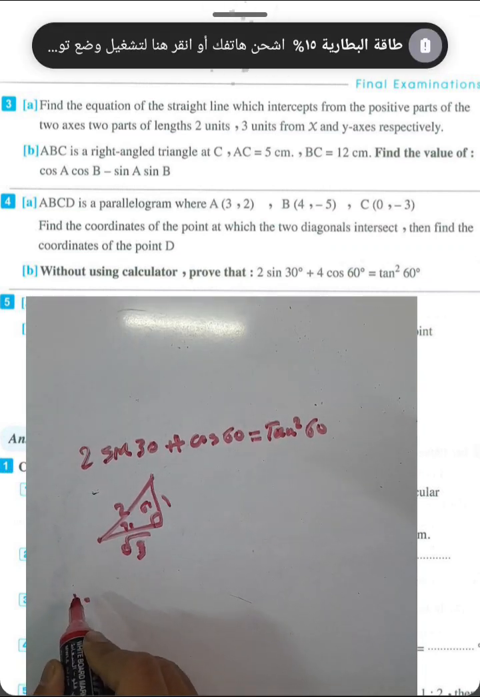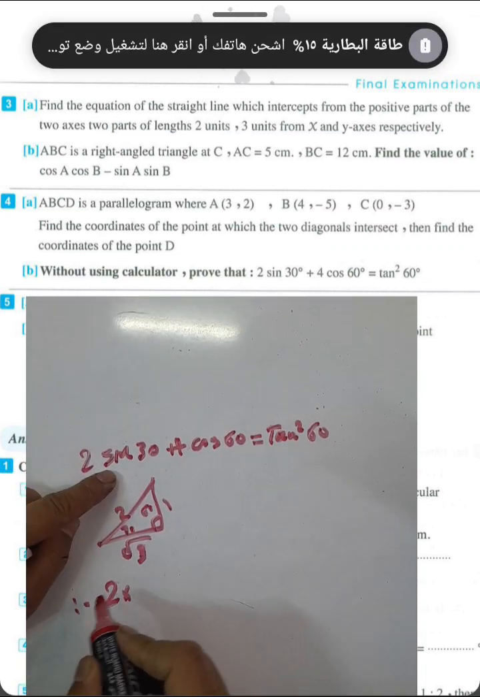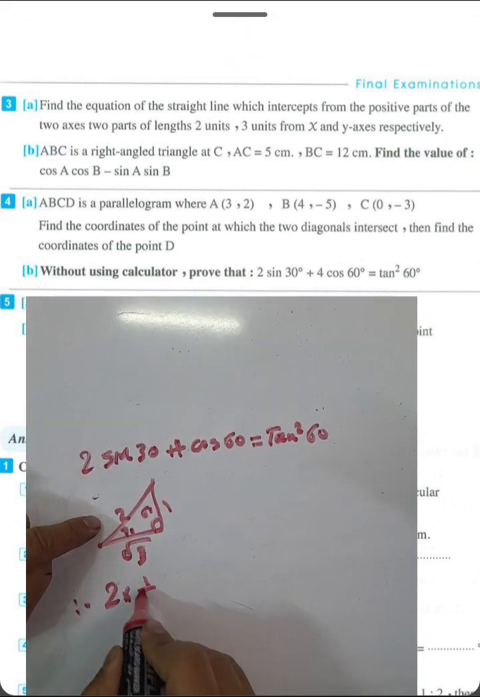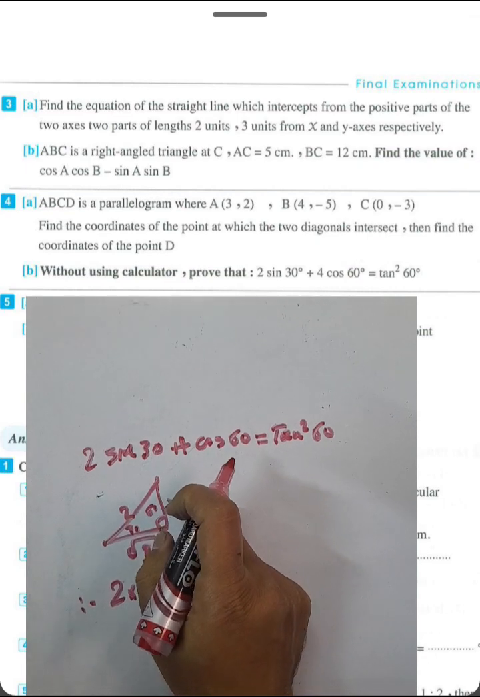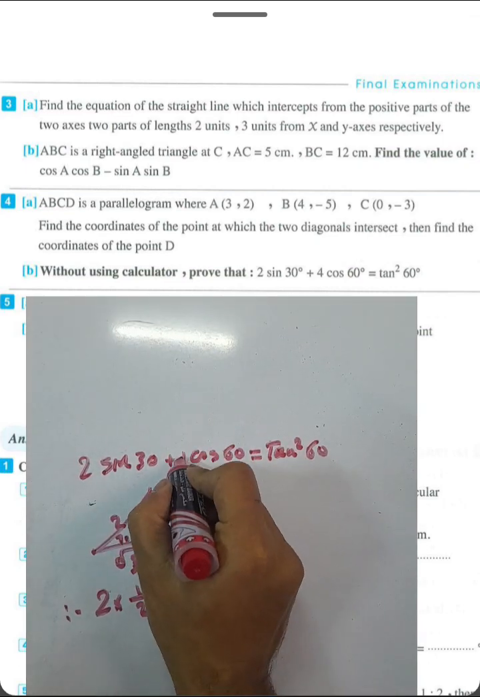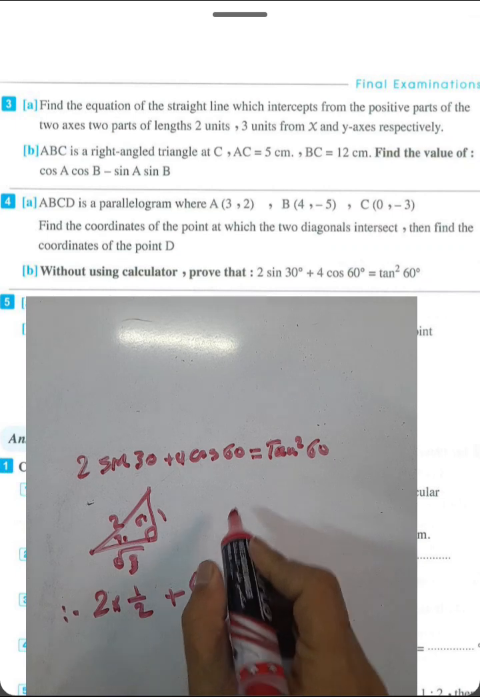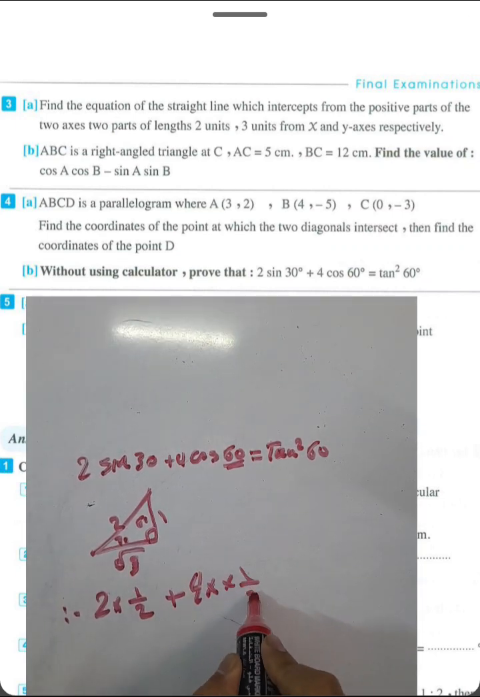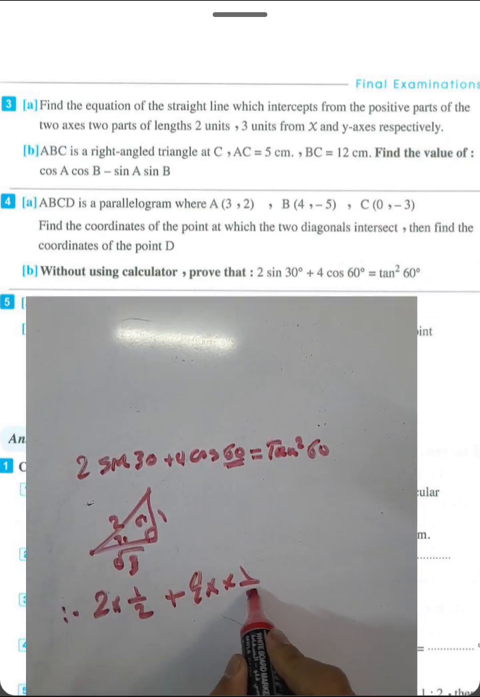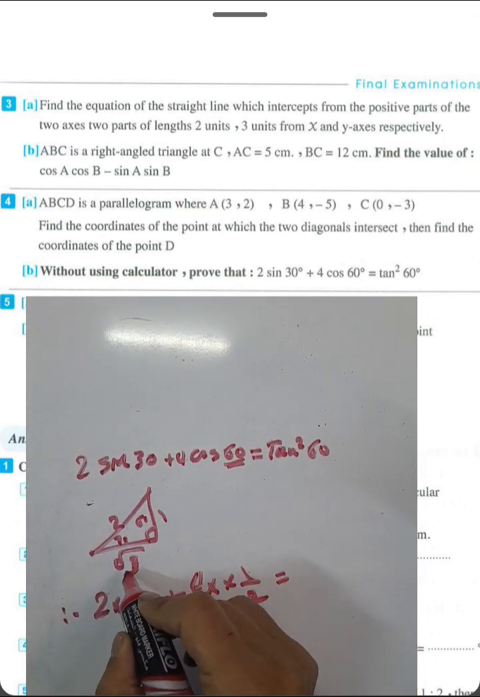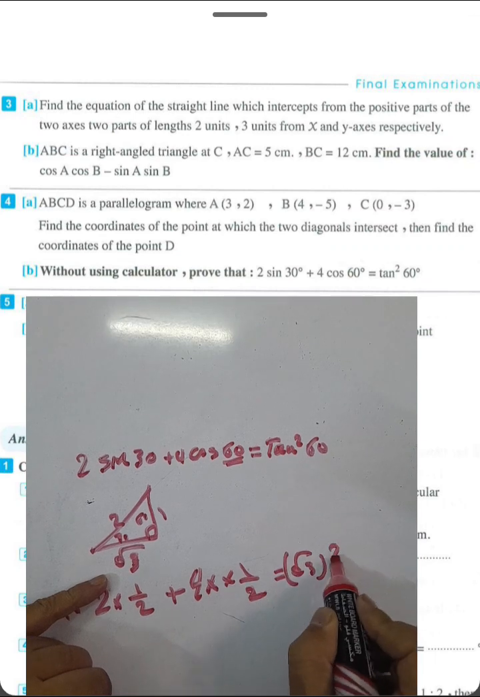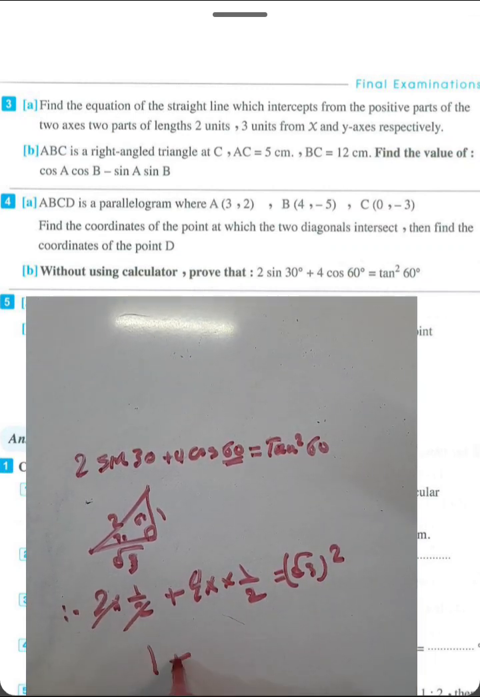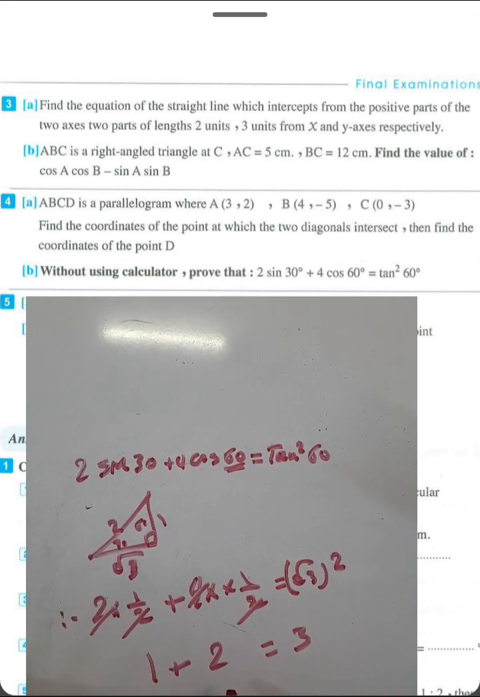Then we can write 2 times sin 30, which will be 1 over 2, plus 4 times cos 60. Cos 60 will be a half, adjacent over hypotenuse. Tan 60 is opposite over adjacent, root 3 over 2. Then cancel it. 4 divided by 2 equals 2. We have 3 here.